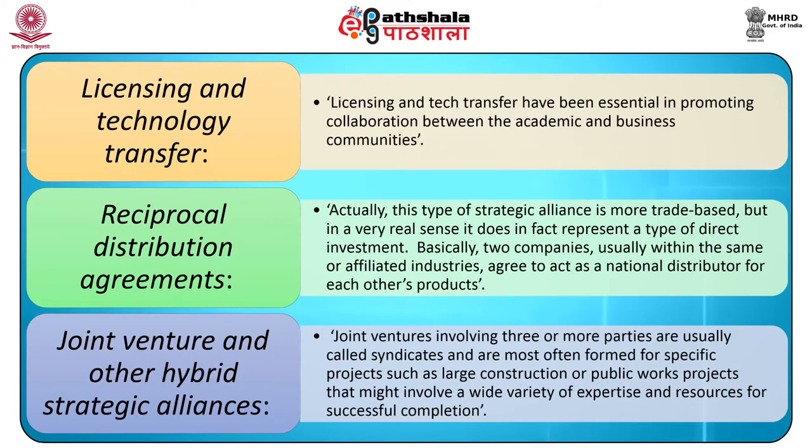In this context, Jeffrey P. Graham and R. Berry Spalding have provided the following important examples. First, licensing and technology transfer. Licensing and tech transfer have been essential in promoting collaboration between the academic and business communities. Licensing agreements allow companies to take full advantage of new and existing technologies while limiting their overall risk to royalty payments until a particular technology is fully developed and thus ready to put new products into the manufacturing pipeline.